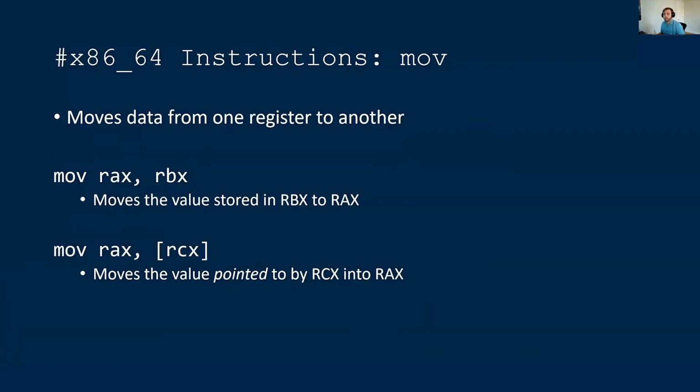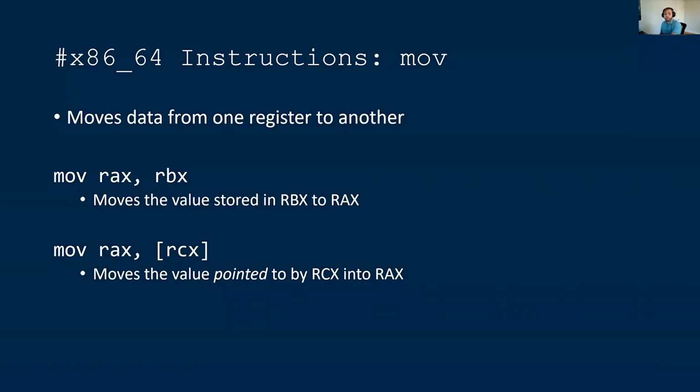So the two examples we have here: we have the instruction move RAX, RBX, and what that does is take the value in RBX and store it in RAX. And then next we have move RAX, RCX, but you'll notice RCX is in brackets. We'll talk about this later on today, but what those brackets mean is that that is a different type of addressing mode. Essentially, instead of the value in RCX, we're going to take the value pointed to by the value in RCX.